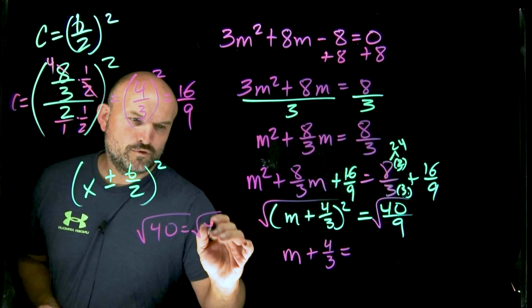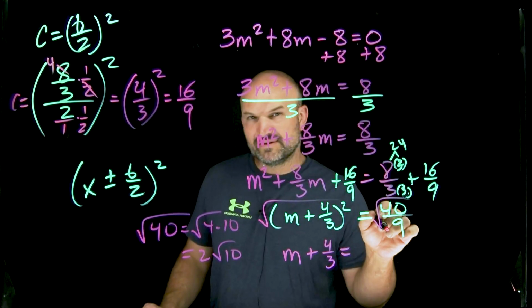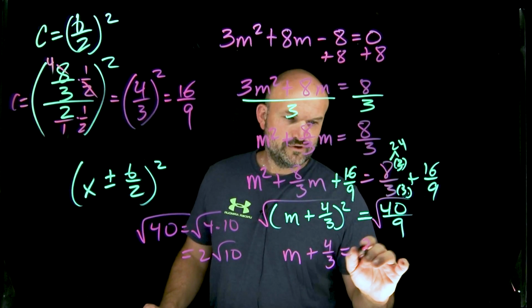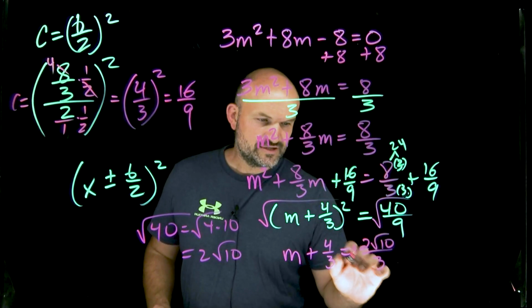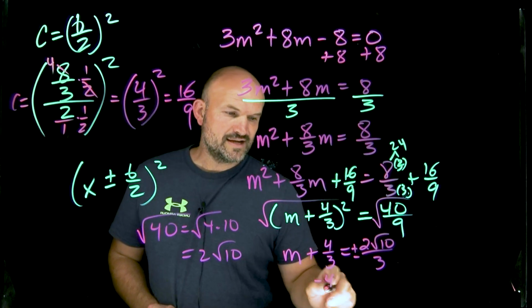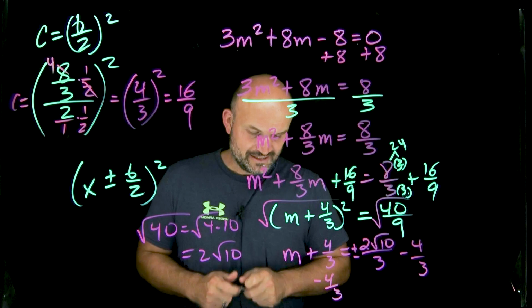into a 4 times 10, which is equal to 2 square root of 10. And then the square root of 9, I can leave that as a 3. So therefore 2 square root of 10 divided by 3. And don't forget that's a plus or minus. And then I just need to subtract 4/3. So I can write my answer nice and neat to look like this.